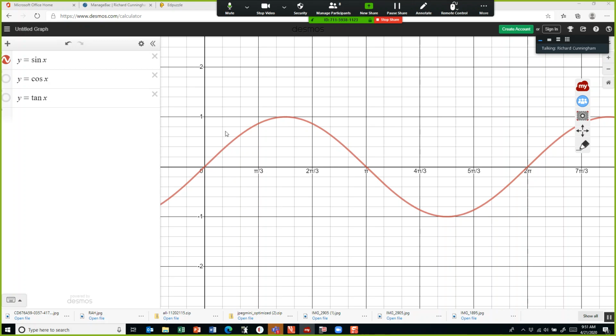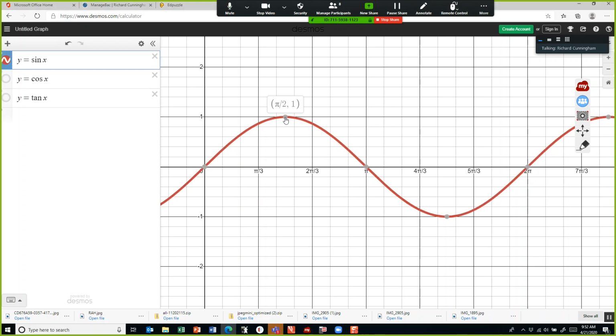So this is our graph of y equals sine x. What units am I using? Yep, I'm using radians. This is 2 pi radians, so how many degrees would this be? Yeah, 360. We're remembering that pi radians is 180, so 2 pi radians is 360 degrees. This would be how many degrees? 180.